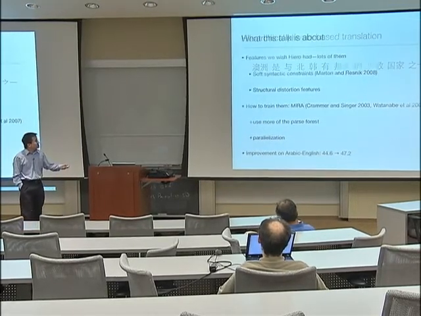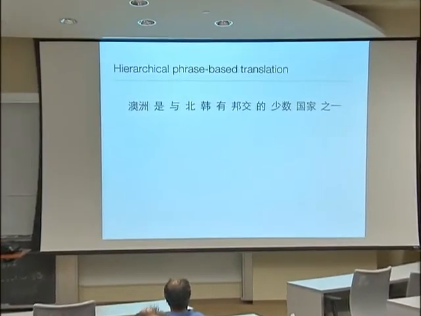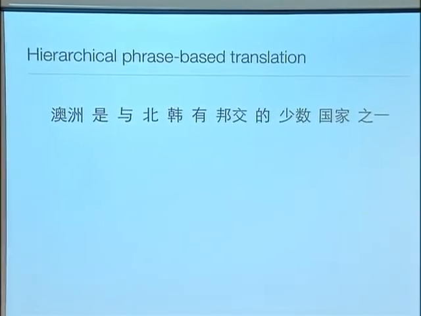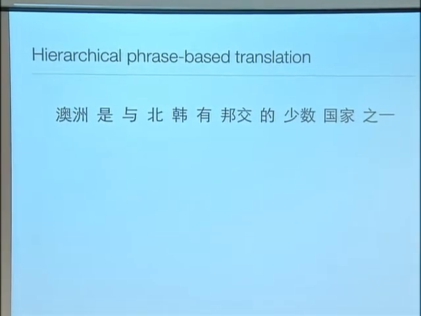Okay. So this is just a really brief overview of how the basic translation model works. This is a sentence some of you have seen before. It says, Australia is with North Korea has diplomatic relations, untranslatable word, few countries, one of. Okay, did that make sense to you? No, right? I'll say it again. Australia is with North Korea, has diplomatic relations, untranslatable, few countries, one of.